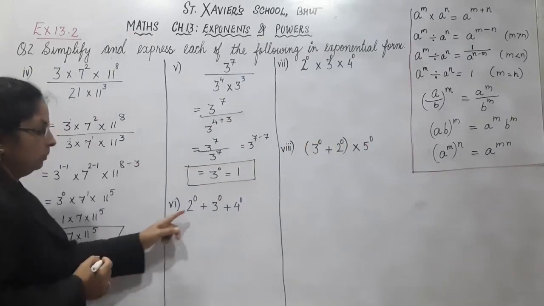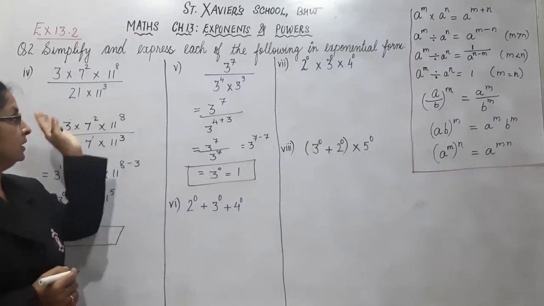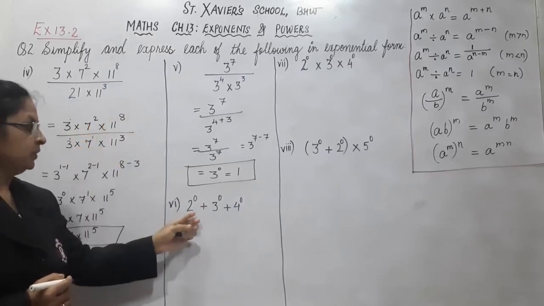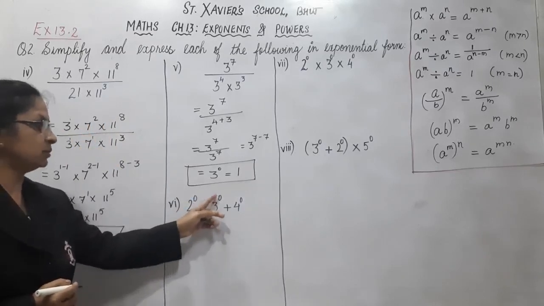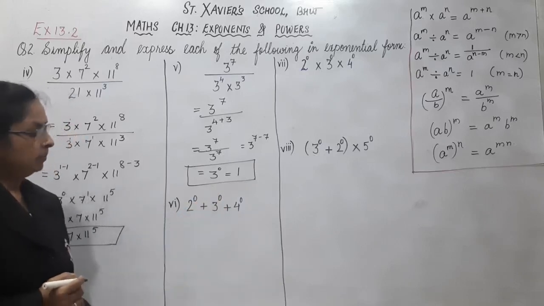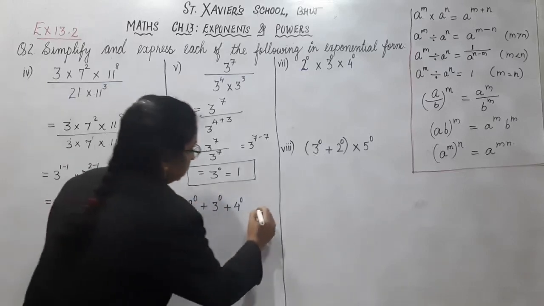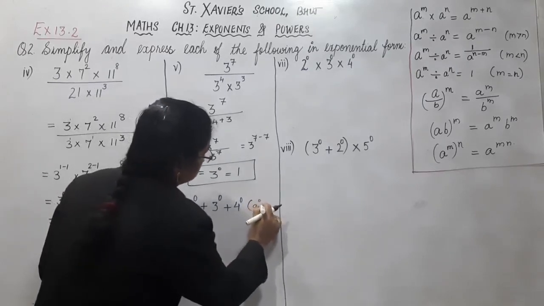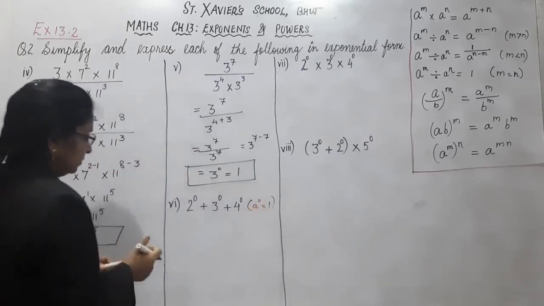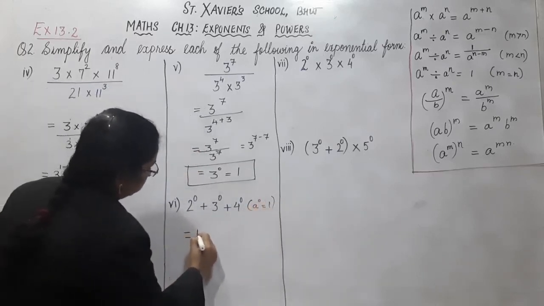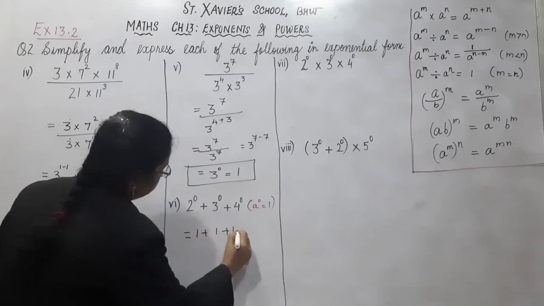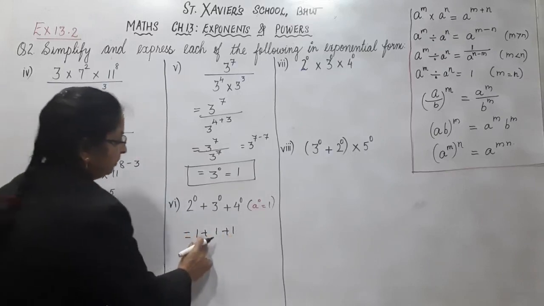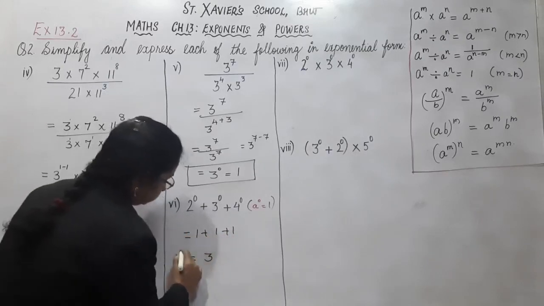2 raised to 0 plus. Here the sign is plus. All these questions, the signs are multiplication. Here you say 2 raised to 0 plus 3 raised to 0 plus 4 raised to 0. What is the value of a raised to 0? It is equal to 1. So we can write that's equal to 1 plus 1 plus 1. Any number raised to 0 is equal to 1. So 1 plus 1 plus 1 is 3.